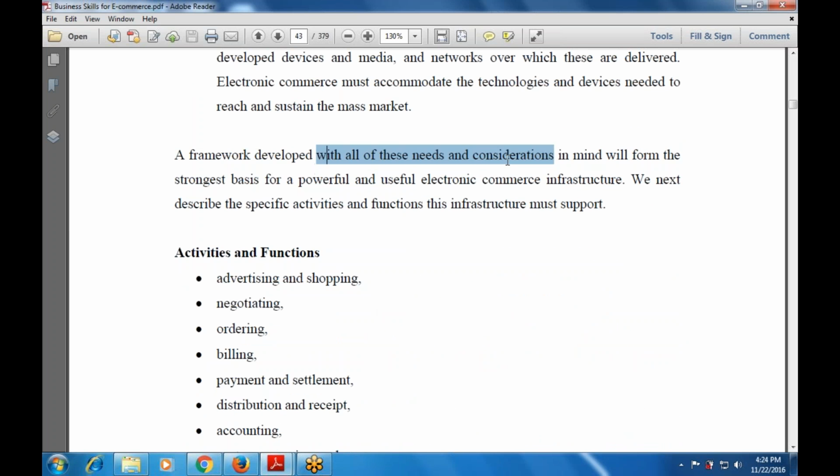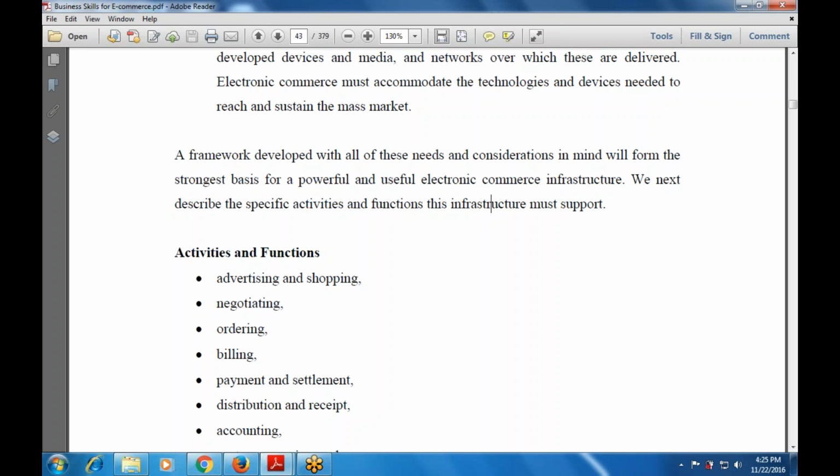So a framework that is developed with all of these needs and considerations in mind will form the strongest basis for a powerful and useful electronic commerce infrastructure. That means the needs and considerations will make the strongest basis for the powerful and useful electronic commerce infrastructure, which will describe the various activities and functions in the infrastructure criteria.